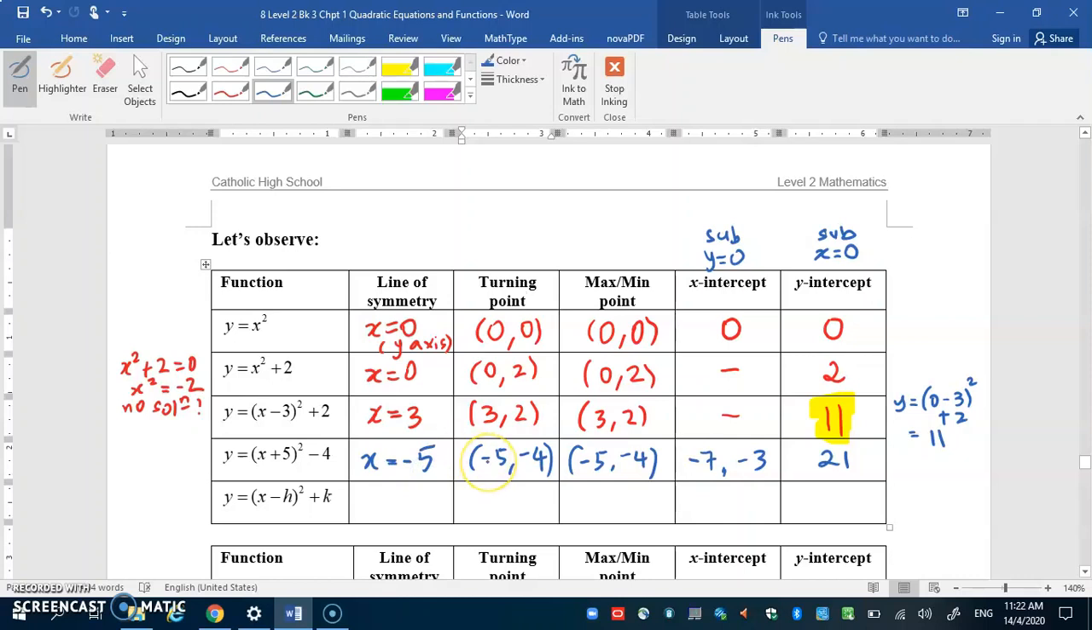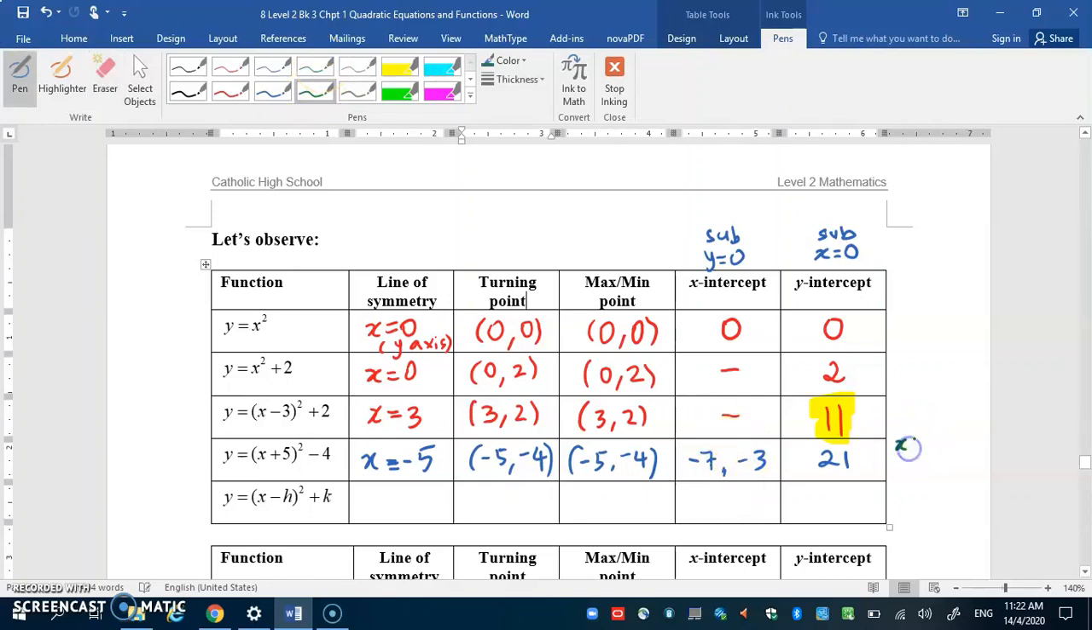Now why are there 2 x-intercepts in this case? Because this equation can be solved. When I equate y to be 0 and I solve for x, I will actually realize that I get these two solutions, negative 7 and negative 3. Let me just do that for you. Erase. I need some space. How to get the 2 x-intercepts?